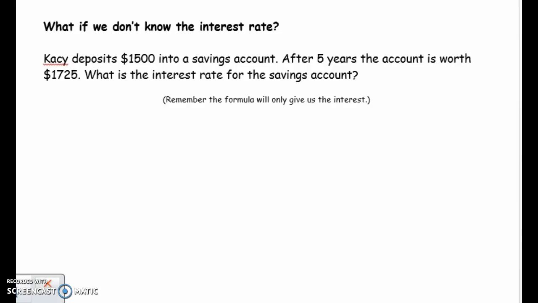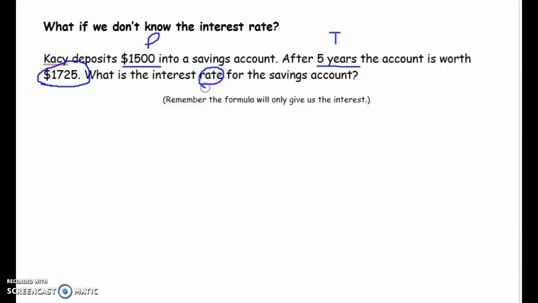This problem is slightly different. This time, we don't know the interest rate, so we're going to have to really think about this. Casey deposits $1,500 into a savings account. Okay, wait a second. That's the principal no matter what. After 5 years, okay, that's the time, her account is worth $1,725. Now, wait a minute. That didn't tell us the interest, and we are looking for the rate.